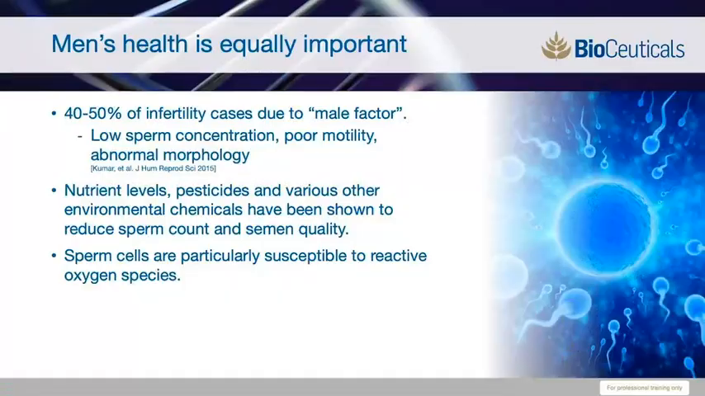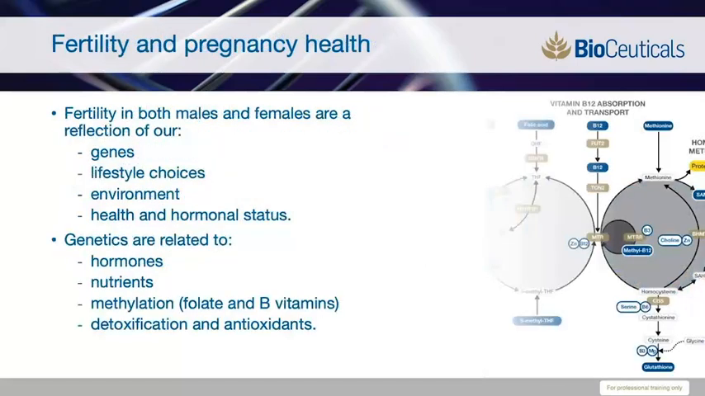One of the biggest causes for this is oxidative stress, exposures to chemicals, toxins, pesticides, things like that, resulting in high oxidative stress. And as I say on the slide, sperm cells are particularly susceptible to reactive oxygen species. This is the oxidative stress, and we will talk about this. Fertility in both males and females are a reflection of our genes, our lifestyle choices, our environment. You heard me say that at the beginning of the hormone section, so it's the same, but also our health and hormonal status influences our reproductive health and capacity.